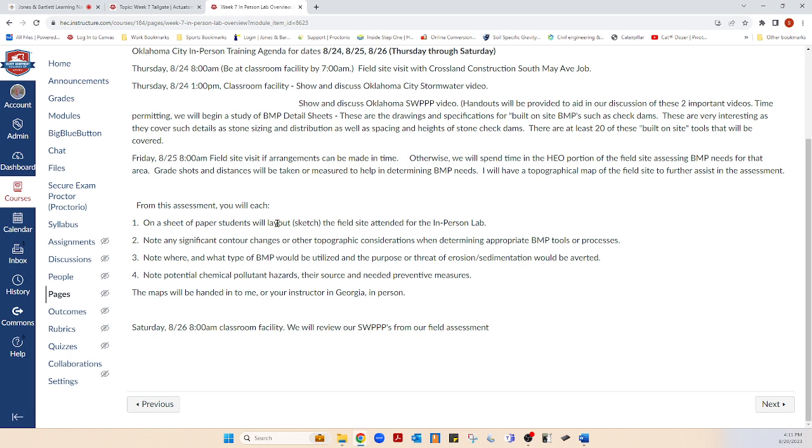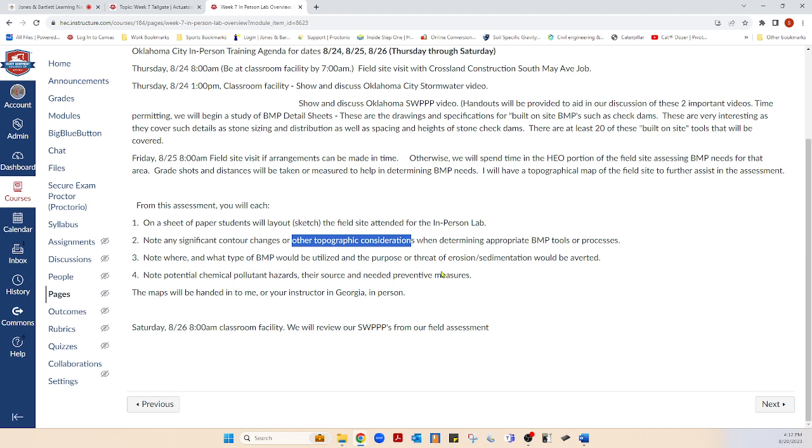We'll probably take some notes while we're out there. We're going to sketch the field site that we're on out there. I've been on it many, many times and have talked about what if we had to put BMPs there, so I already have some ideas. But we're going to look for things like significant contour changes and other topographical considerations. That field actually flows north, east to west, as well as north to south. So it'll help us to decide something.